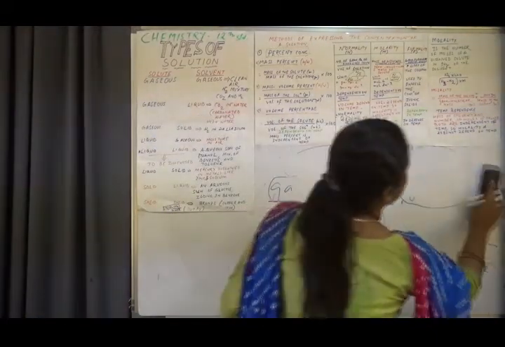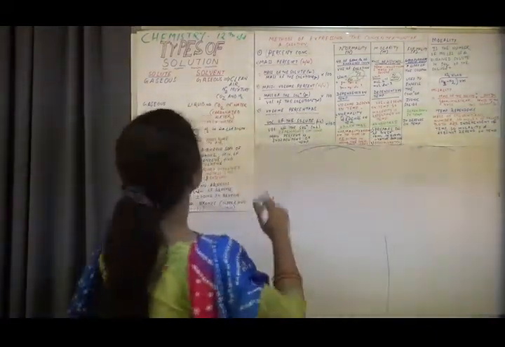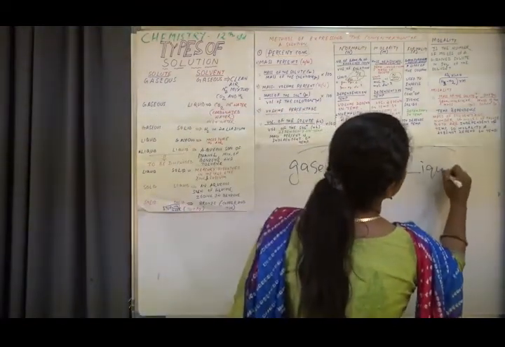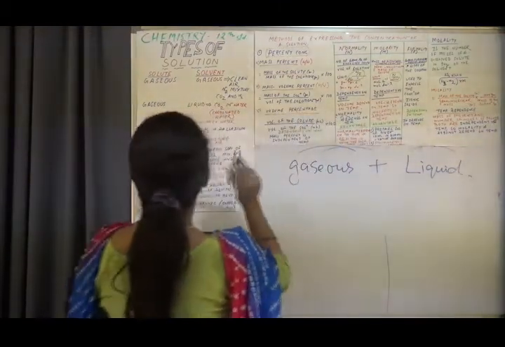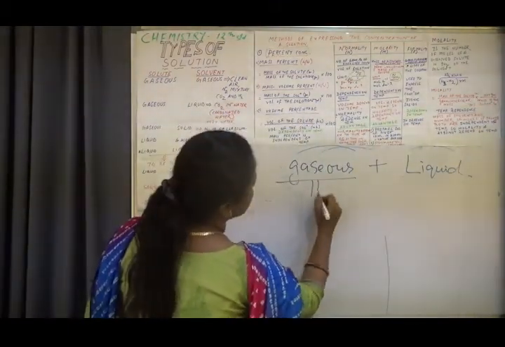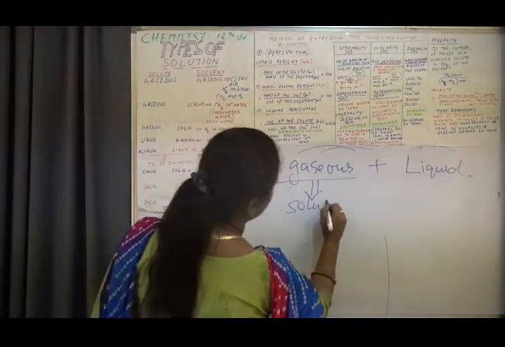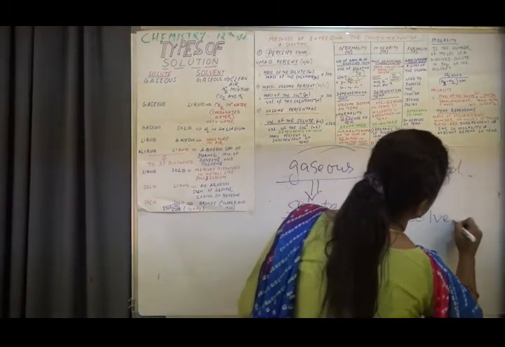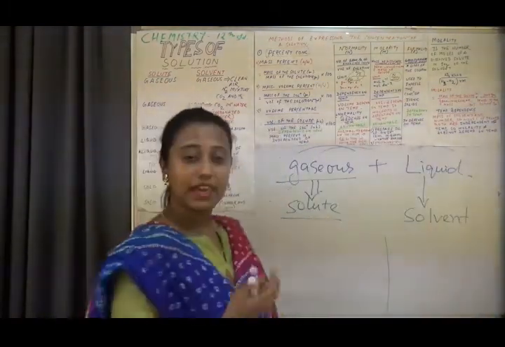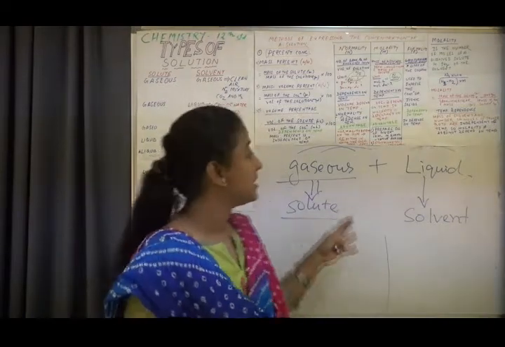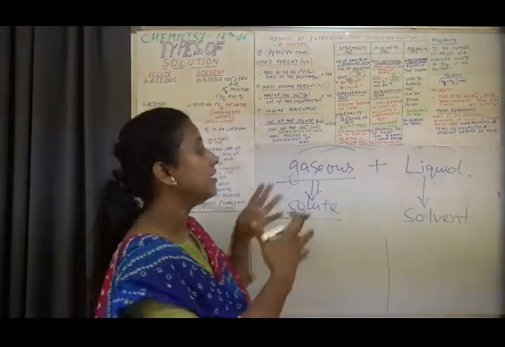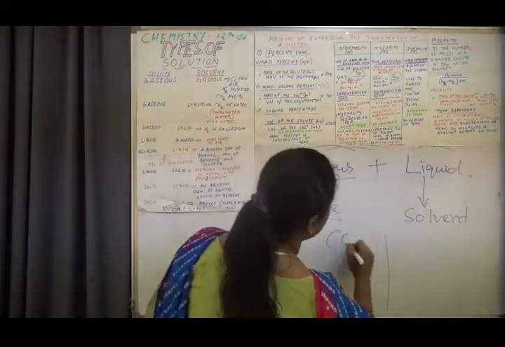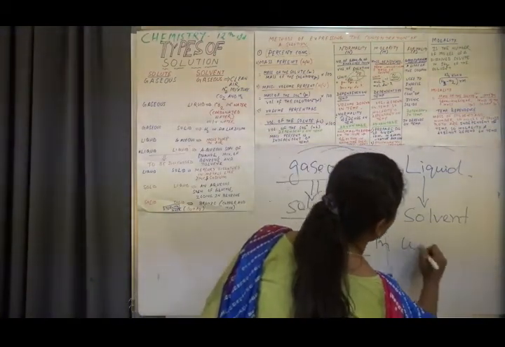Coming to the next one, gaseous and liquid. What do you mean by a gaseous and liquid solution? In this case, the gas is the solute and the liquid is the solvent. A gas is mixed in a liquid to form the solution. So what will be the examples? An example can be CO2 in water.